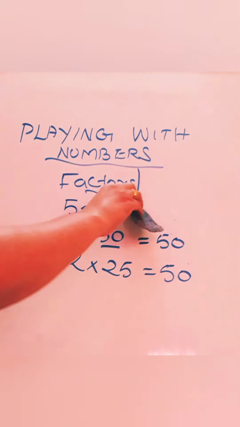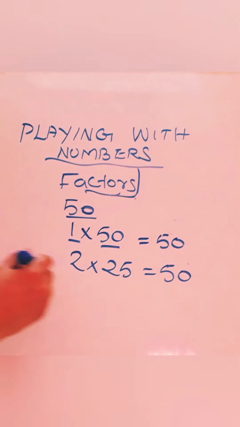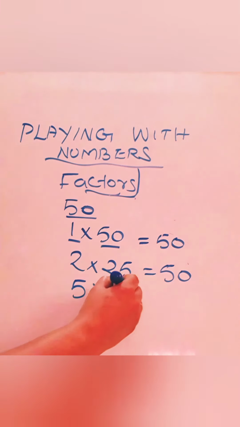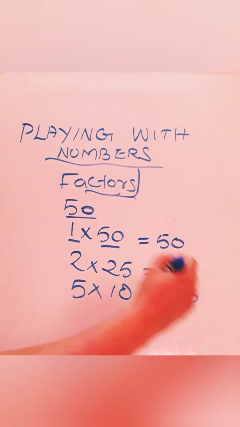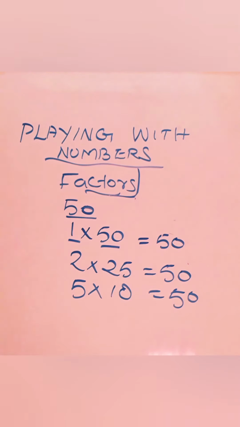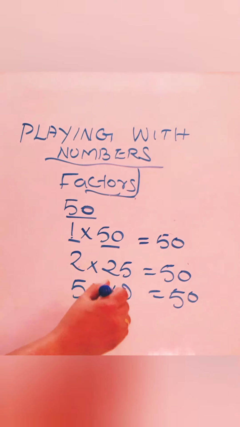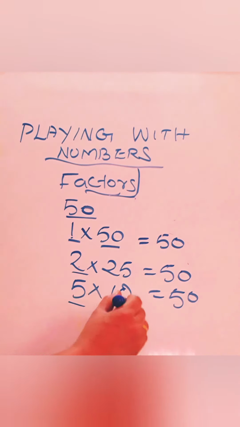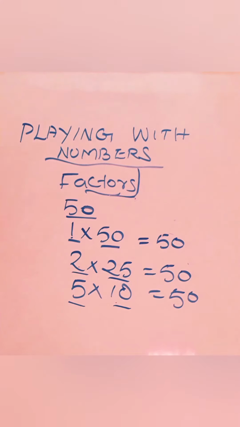Definitely 5 will be there. We know 5's table very well. 5 tens are 50, so we can write 5 into 10 is equal to 50. In 6's table we can recite the table of 6. In 6's table 50 is not there, so 6 will not be there. 7 no, 8 no, 9 no. 10 we wrote already, 5 into 10. No need to write 10 into 5, repetition is not needed. So which factors did we get? 1, 2, 5, 10, 25 and 50 are factors of 50.